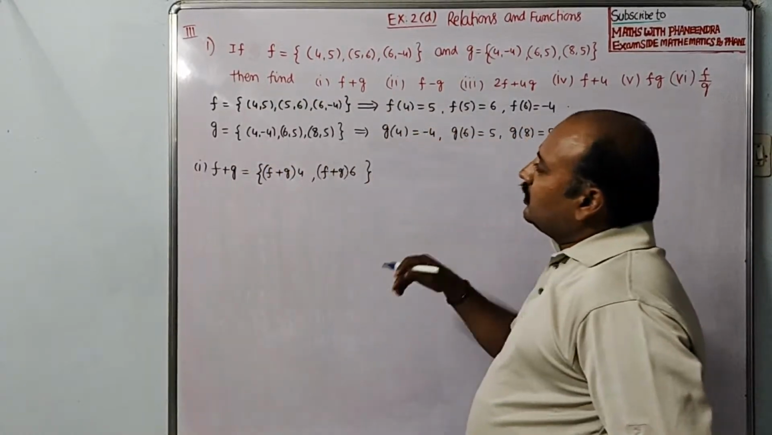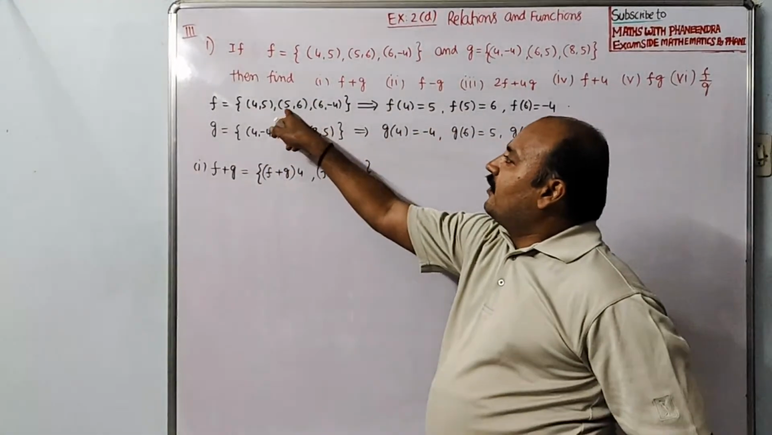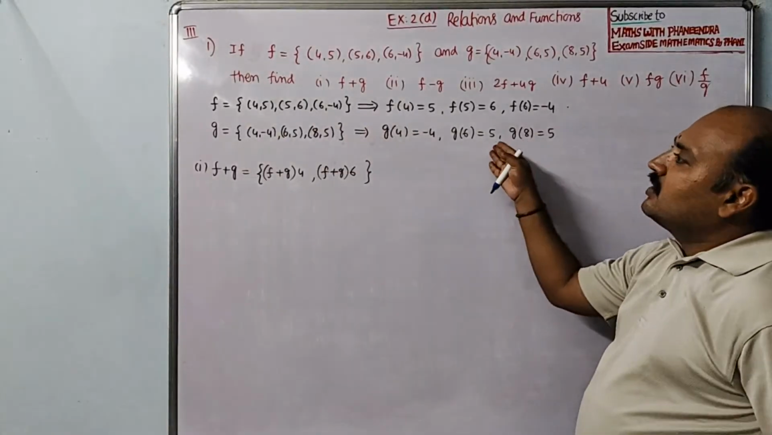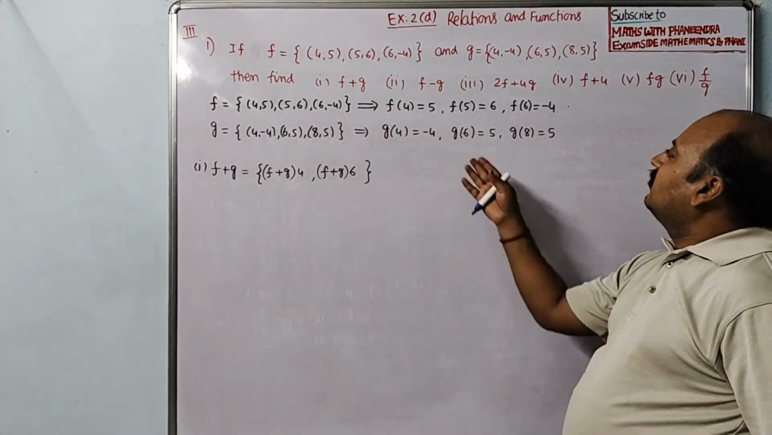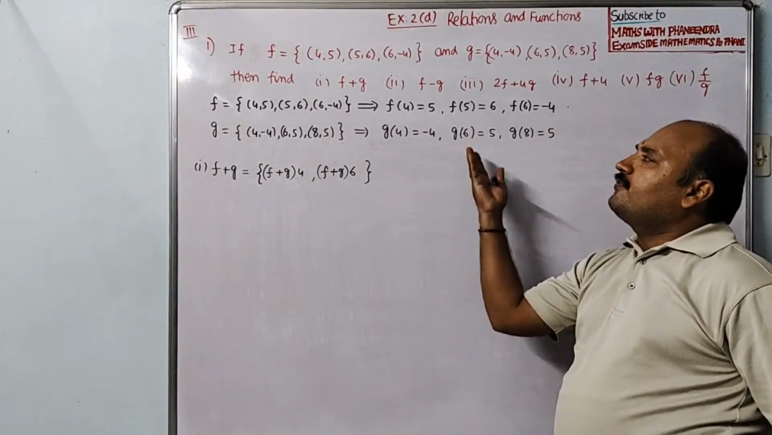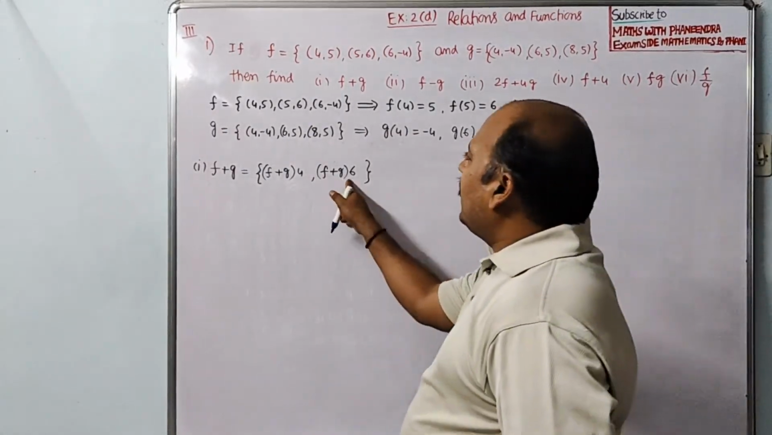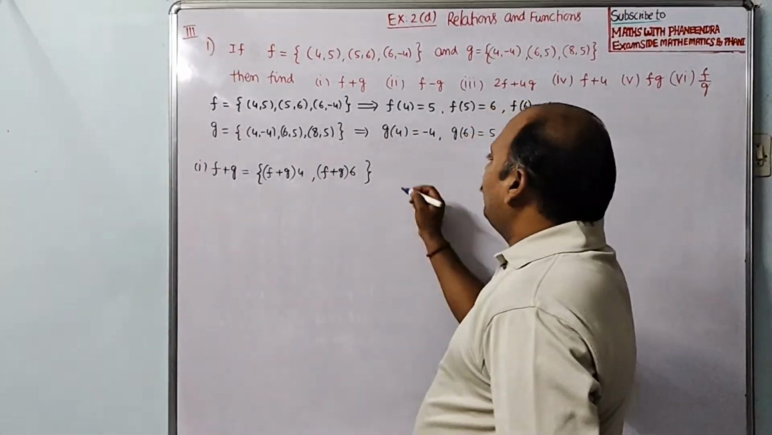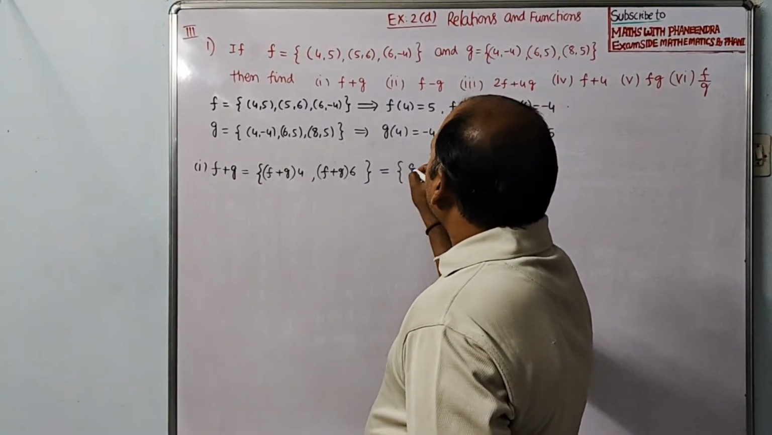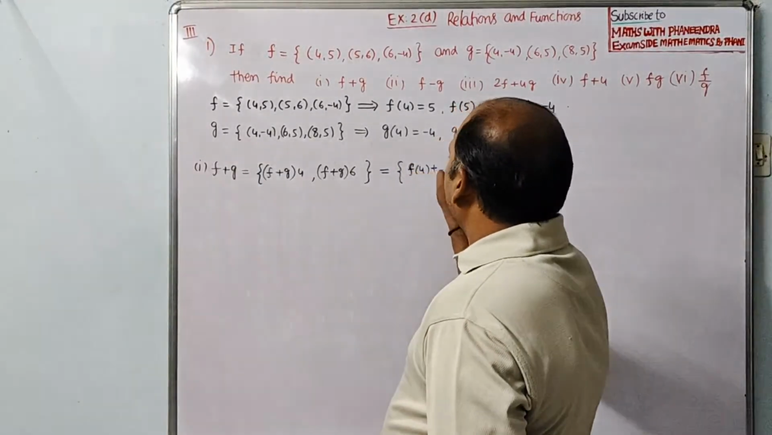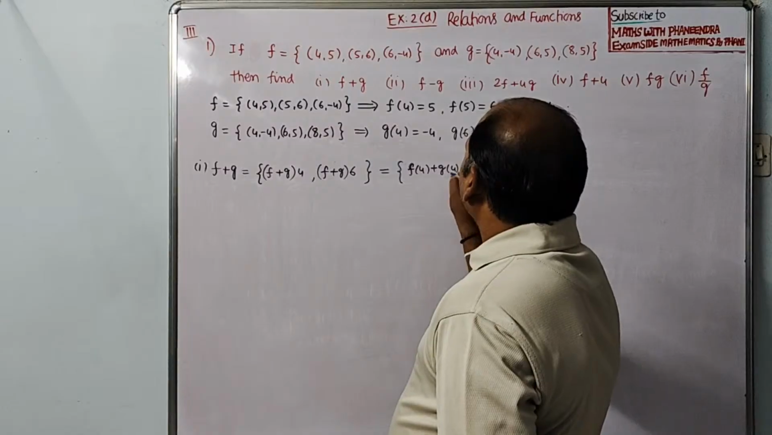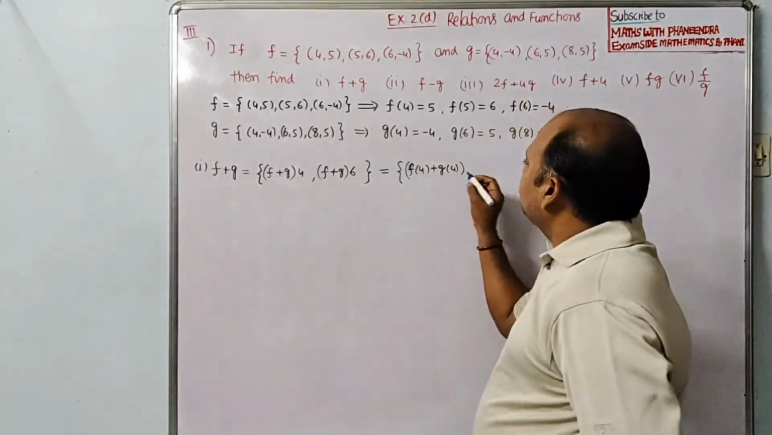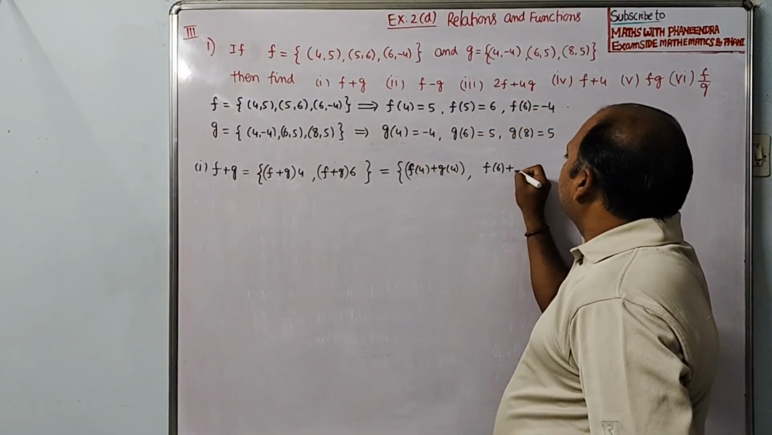Sir, what about other things? For 5, f of 5 is there, f of 5 equal to 6, but for 5 there is no element here, g of 5 is not there. So how do we calculate it? We cannot. So here f of 4 plus g of 4, one element, f of 6 plus g of 6.